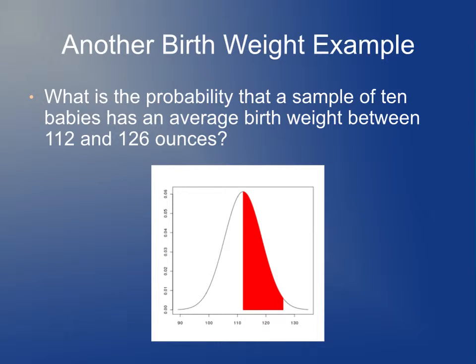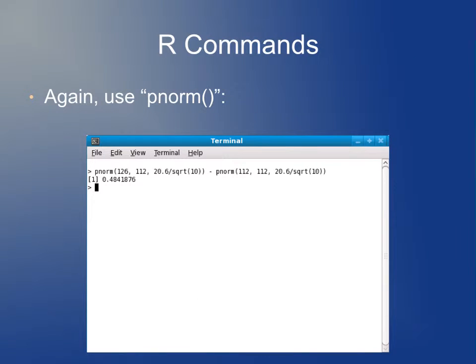So let's do another birth weight example. Let's say that we want to find the probability that a sample of 10 babies has an average birth weight between 112 ounces and 126 ounces. Again, that would be the red region in this graph here. You can calculate it using pnorm. The pnorm of 126, 112, 20.6 over root 10 would be the area to the left of 126 minus the area to the left of 112. We end up with a probability of about 0.4842.